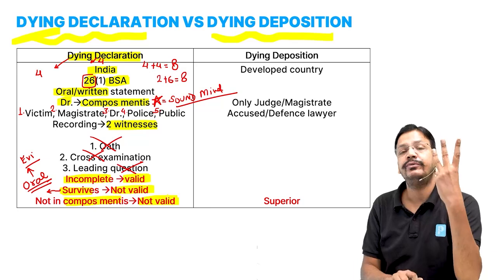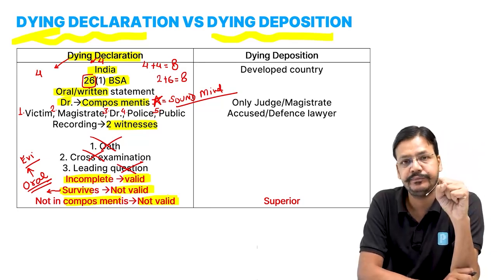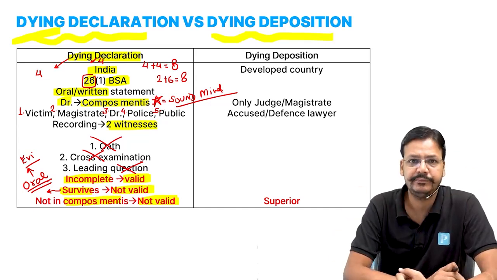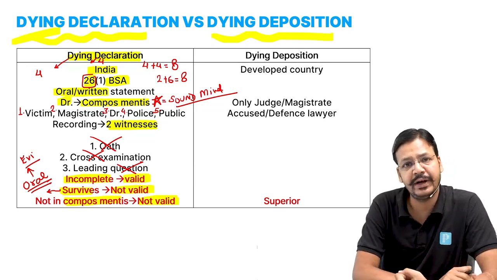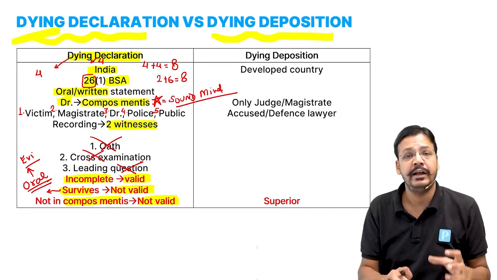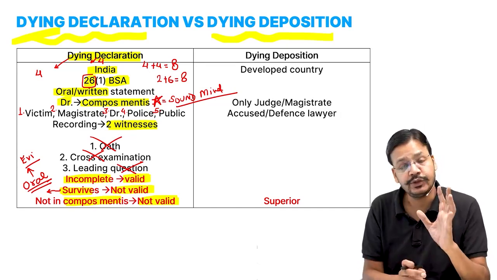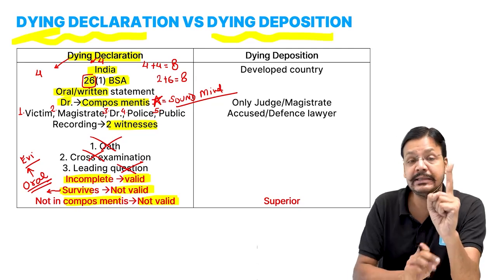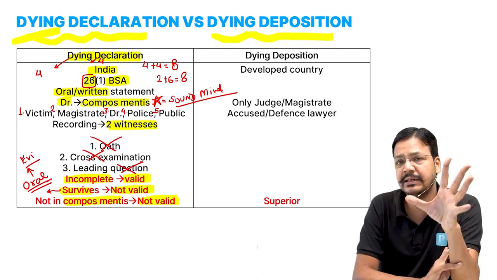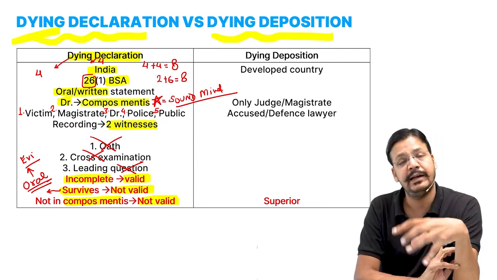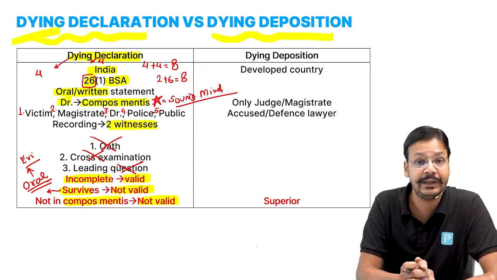So I have given three important conclusions. Number one, an incomplete dying declaration is also valid. Number two, if you survive, it is invalid. You have to come for oral evidence. And if you are not in compos mentis, not in sound mind, if the doctor declares you of unsound mind, it is not valid. So this is a very, very important part, dying declaration, 26 BSA. Oath is not taken, cross-examination not done, leading questions are not asked. It should be in compos mentis. And this is a statement given by a dying person, dying declaration.